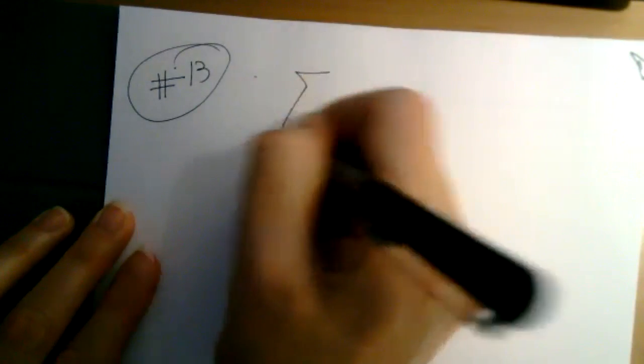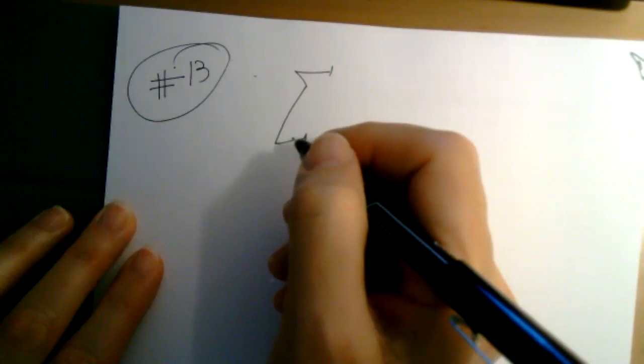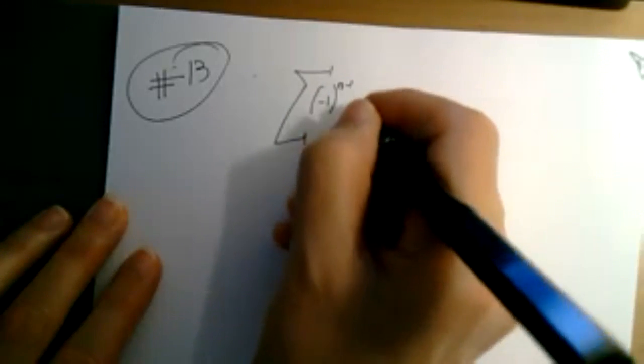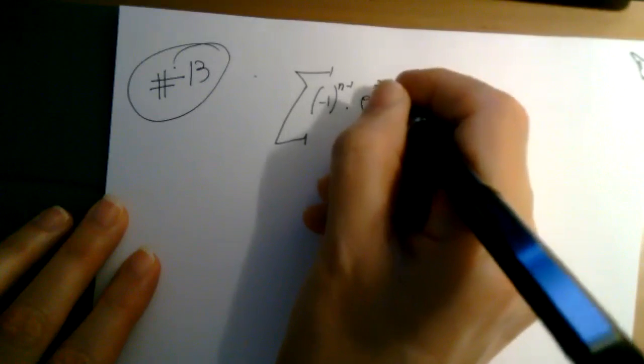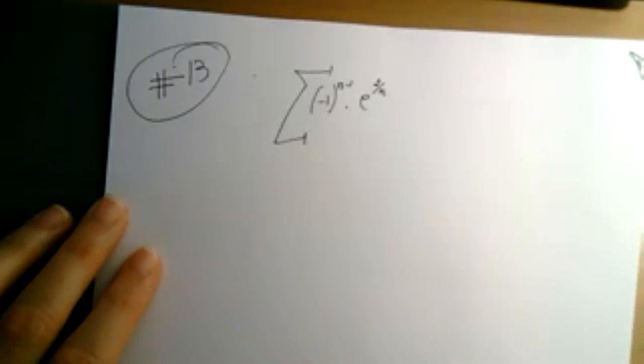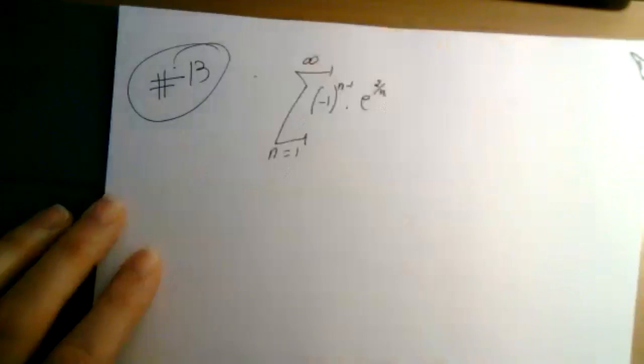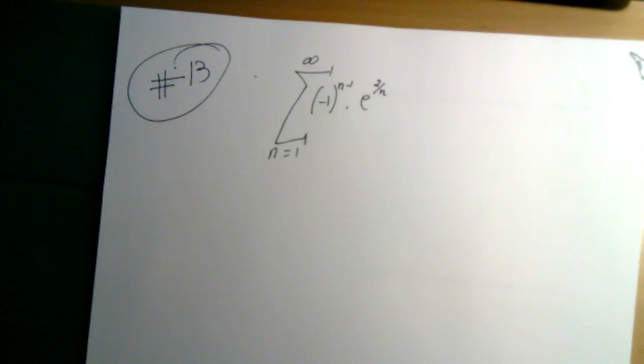Okay, let's look at number 13. All right, so I have the following: the sum from n equals 1 to infinity of (-1)^(n-1) e^(2/n). That's 13, right? And the question is, does the series converge or diverge?